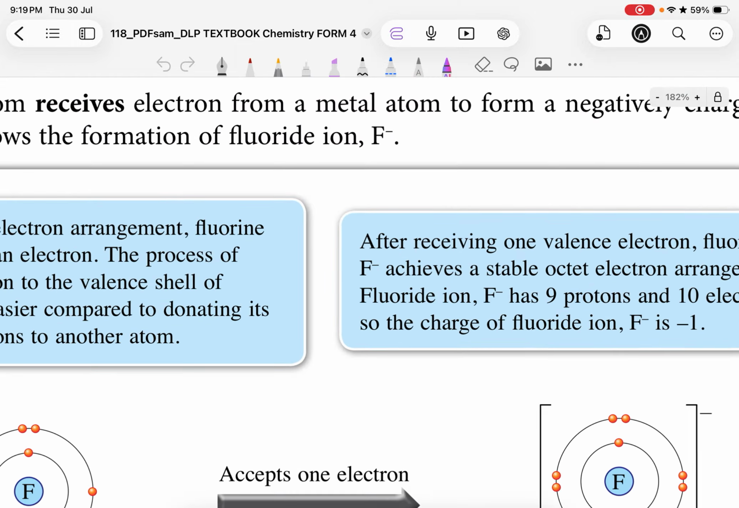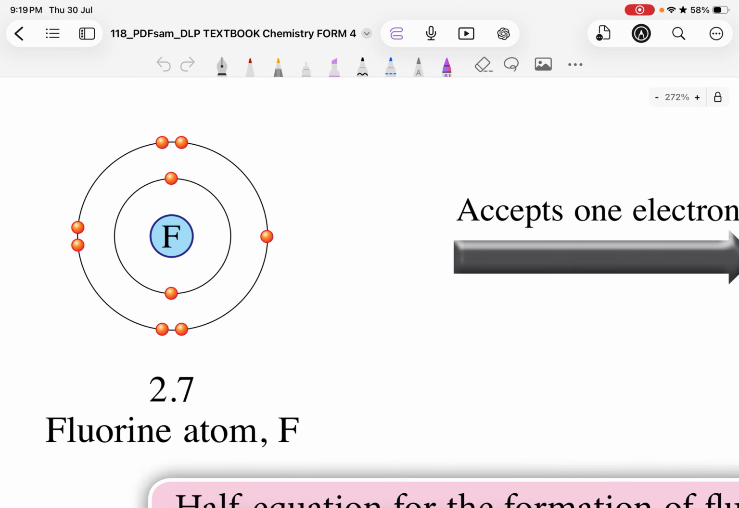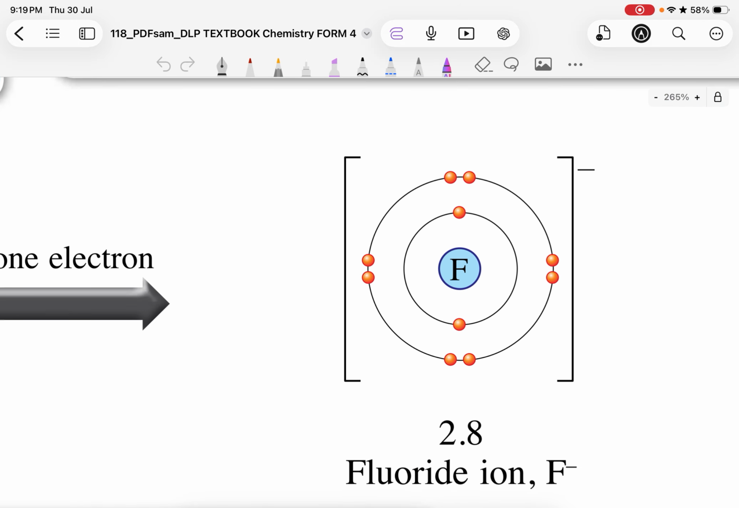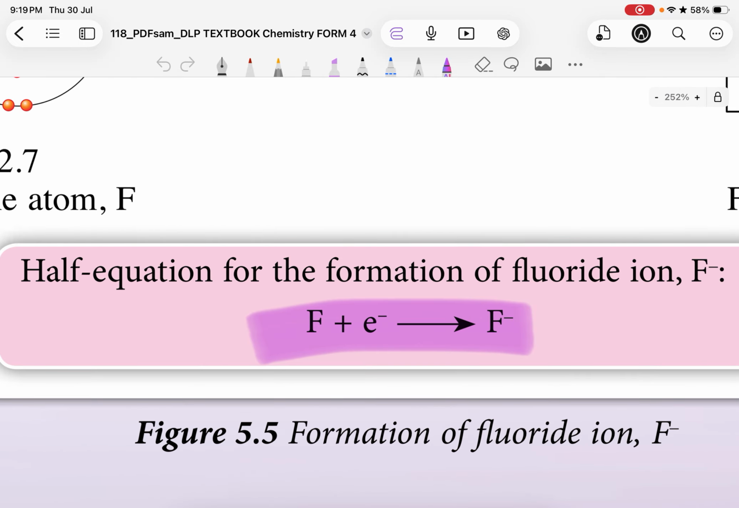Okay, let's see fluorine, right? Fluorine receives, because why? Yes, 2.7. It's better for you to take 1 rather than release 7, because it's easier, right? So it will form a fluoride ion, because since it takes, it will be negative. So if you donate, you get positive. If you take, it will be negative. So it will be F, the fluorine, plus an electron, and then it will be the fluoride ion.